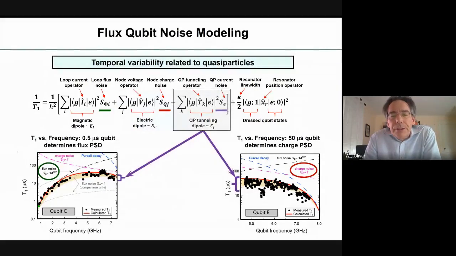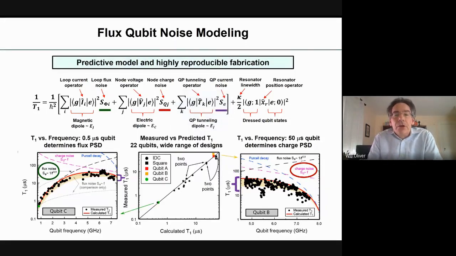And then finally, we looked at the temporal variation of the T1 as a function of time, and this allowed us to extract the noise spectral density due to quasiparticles. Okay, and so with all of these added together, we then went and made 20 more qubits of varying designs to exercise this model. And what you see here is measured T1 versus calculated T1. And the data points basically fall on the line that you see, indicating that what we measured was close to what we calculated.